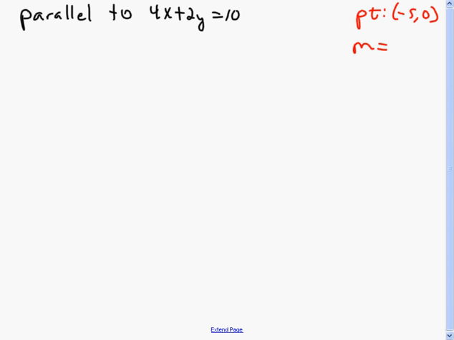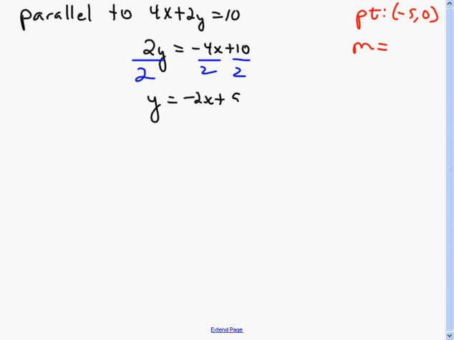But just like the previous example, I can use the line that they gave me to find my slope. So if I put this into slope-intercept form, that gives me that 2y is equal to negative 4x plus 10. And then divide through by 2. That gives me that y is equal to negative 2x plus 5. So I want the one parallel. Slope of that line is negative 2. So the line that I need also needs to have a slope of negative 2.